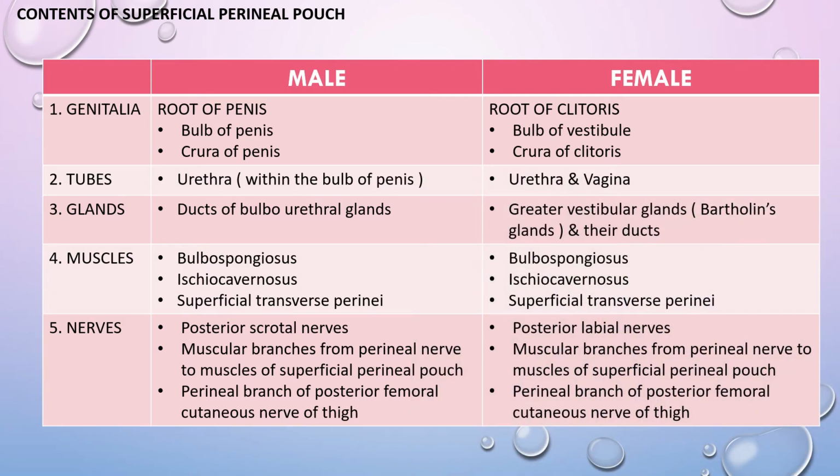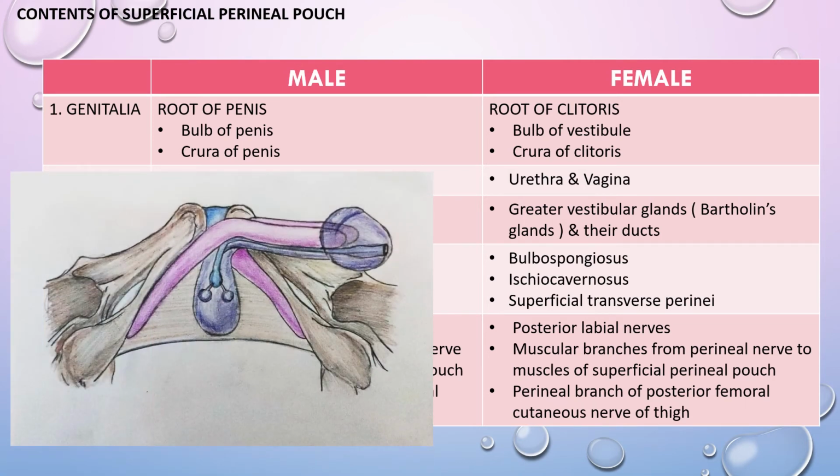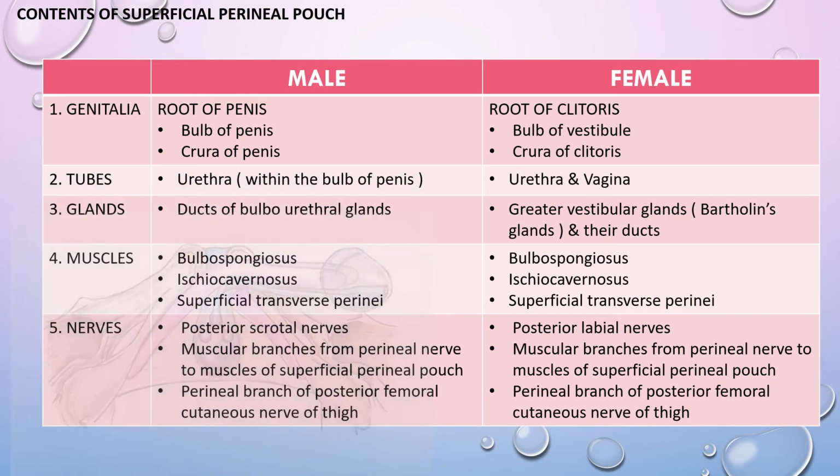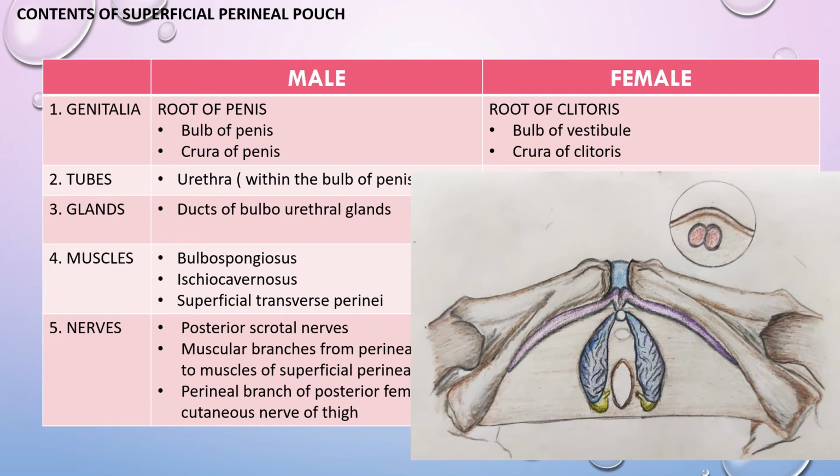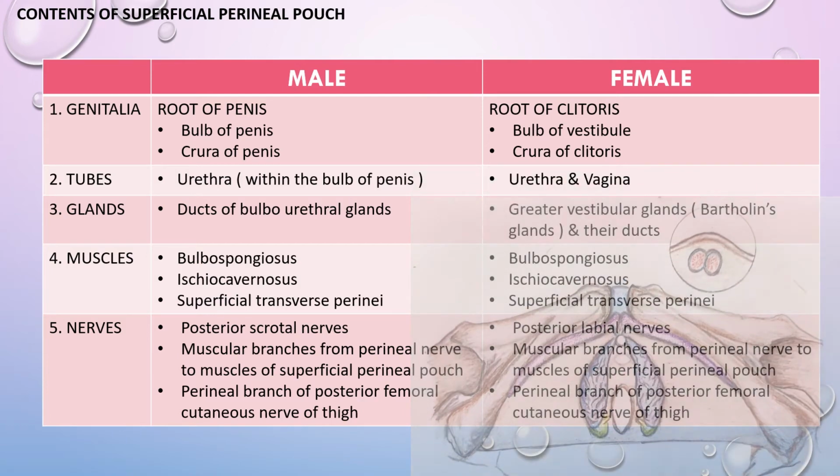Coming to the tubes, the urethra that lies within the bulb of the penis lies in the superficial perineal pouch in male. In the diagram, you can appreciate the urethra within the bulb of the penis in the midline. In female, both urethra and vagina lie in the superficial perineal pouch. In the diagram, you can appreciate the urethral opening behind the clitoris, and the vaginal opening behind the urethral opening.